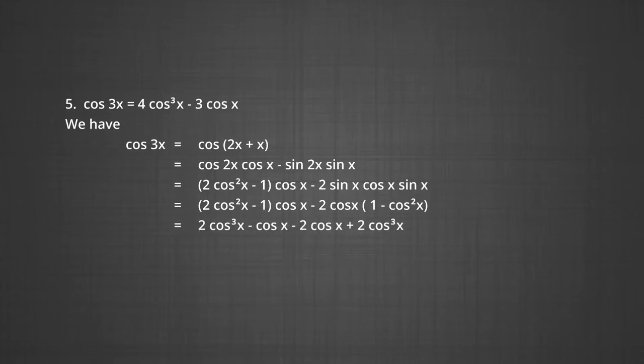Now, we open the brackets, what we get is 2 cos cube x minus cos x minus 2 cos x plus 2 cos cube x. When we add the like terms, cos 3x becomes 4 cos cube x minus 3 cos x.